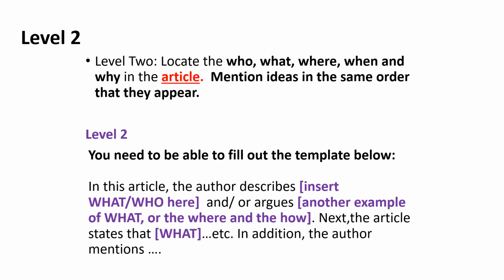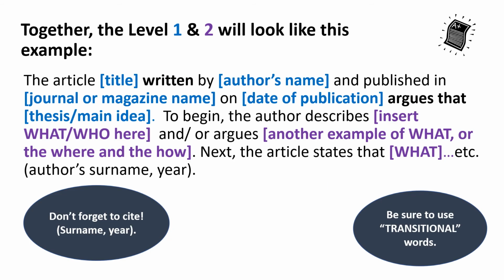Once you are finished level 1, which focuses on all of the source information, you're ready to dig into level 2, where you're looking for all of the crucial details mentioned in the article. You'll notice that there's a template here for level 2. The example given is in this article, the author describes, and then you insert the what or who, and argues, and you might insert another example. Notice that there are transition words, and that you're mentioning things in the same order that they appear in the article. When you put levels 1 and 2 together, it could look something like this template that you see in front of you.